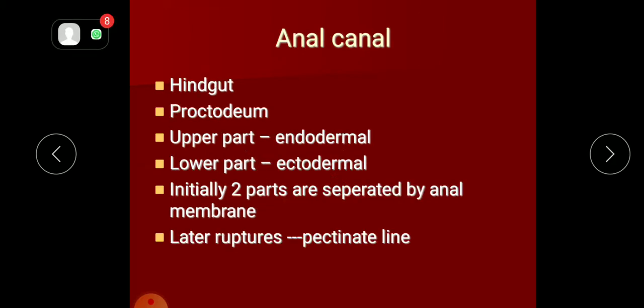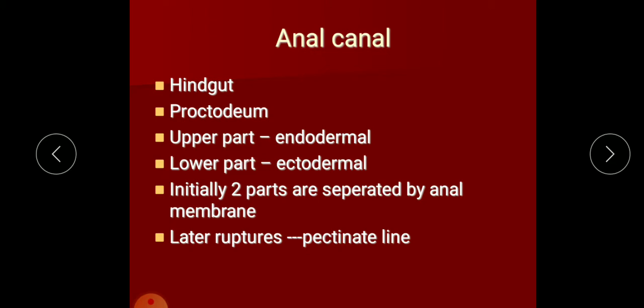Okay, so now we come to the last part, the anal canal. You know the anal canal is a hindgut derivative, and I already told you not all parts of the anal canal are derived from endoderm. The lower part below the pectinate line is ectodermal. That point should be there in your mind. That is produced as a result of ectodermal invagination of the proctodeum.